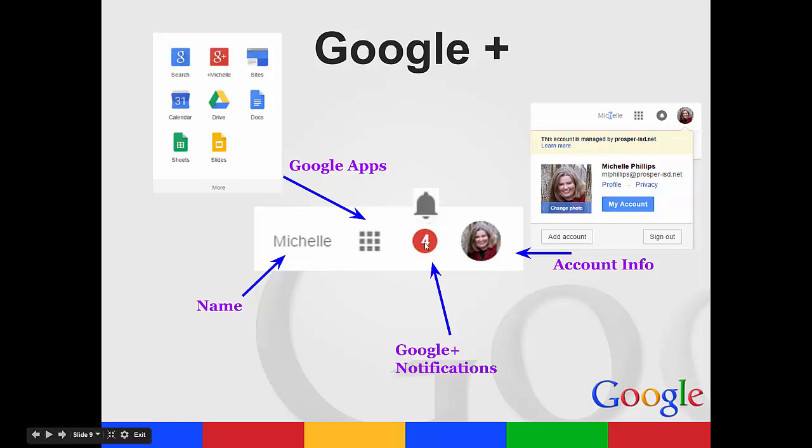I have my Google Plus notifications. If there's no notifications, you'll just see the bell. If you actually have notifications, Google Plus, you'll see the circle with the number of notifications that you have. And you can just click on that to see what they are. And then you have either a blank spot with a silhouette of a person or your own picture. If you click on that, you can get to your profile, you can change your picture, you can go to your account, or you can actually sign out from here as well.